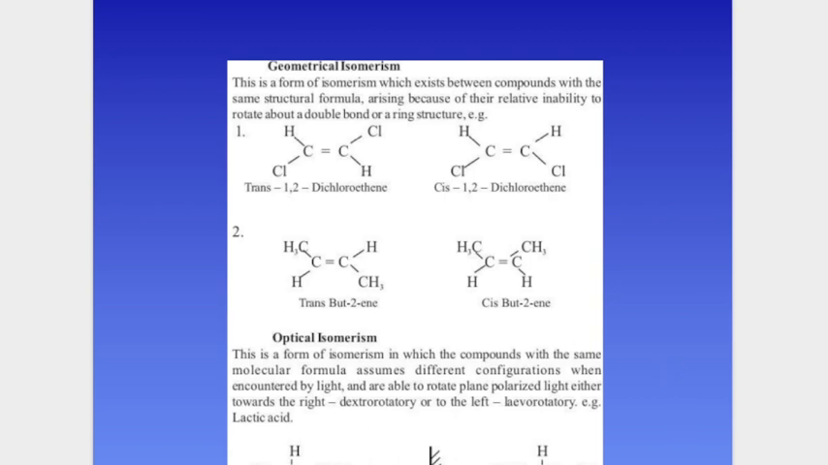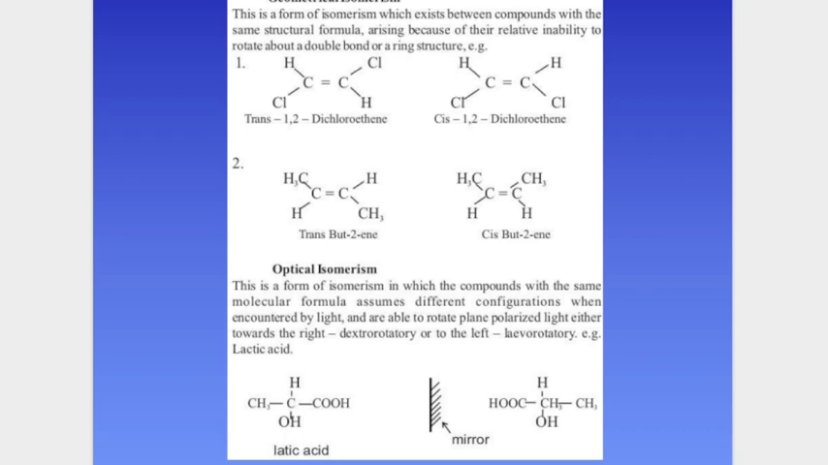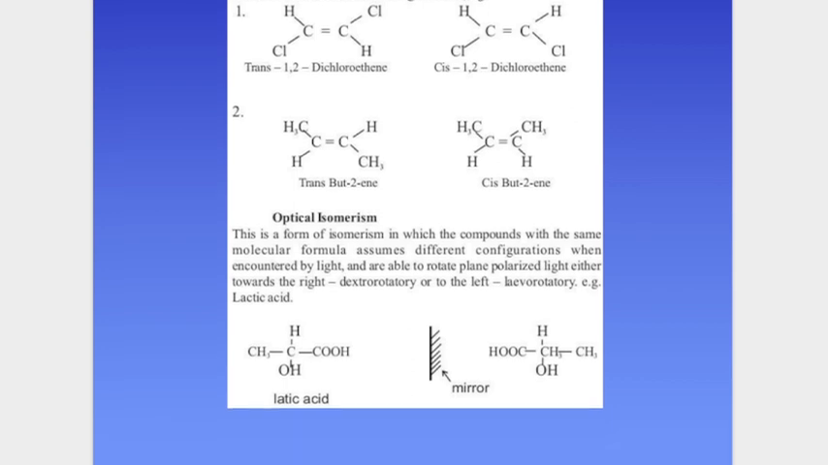We go to the next one, which is optical isomerism. Optical isomerism is a form of isomerism in which the compound with the same molecular formula assumes different configurations when encountered by light. So basically, the plane of a polarized light is turned to the left or to the right, and that is what we refer to as optical isomerism. Generally speaking, when the plane is turned towards the right, it is dextrorotatory, or when it is turned towards the left, it is levorotatory.